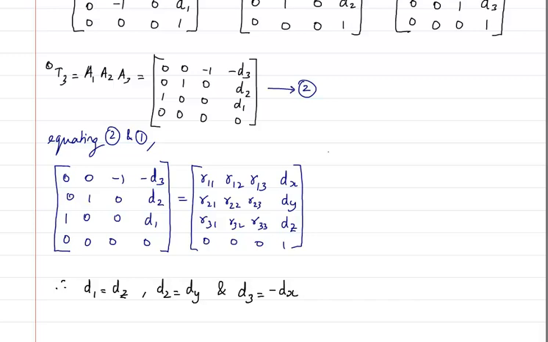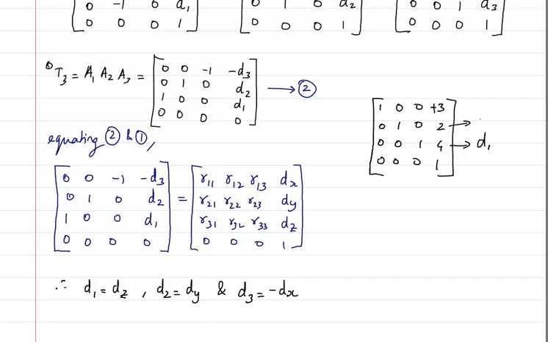So what does this mean? This means that if suppose you have been given a matrix which looks something like this: 1 0 0, 0 1 0, 0 0 1, 0 0 0 with some values, say plus 3, 2, 4, then I will say that okay, this is going to be my d1, this is going to be my d2, and this is going to be my d3, which is actually minus, so it is minus 3. So d1 is going to be 4, d2 is going to be 2, like that.